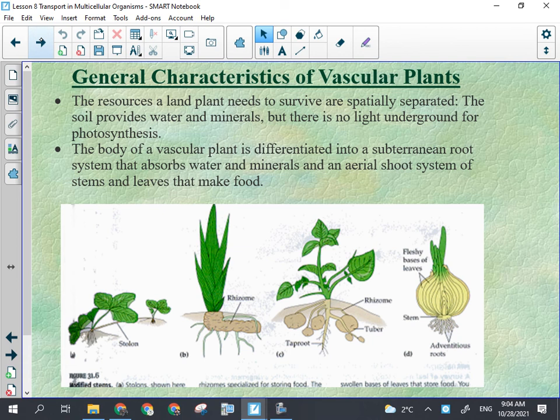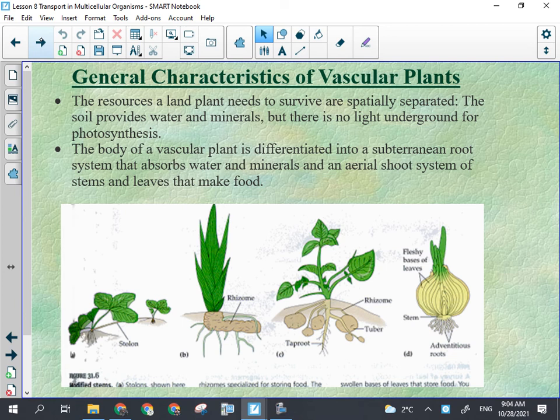Okay, so the big challenge for a plant is that the resources it requires are spatially separated. That means they're not in the same place. The dirt is where the water and nutrients are. But there's no light in the dirt. There's a little bit of carbon dioxide, but not enough to carry out photosynthesis.